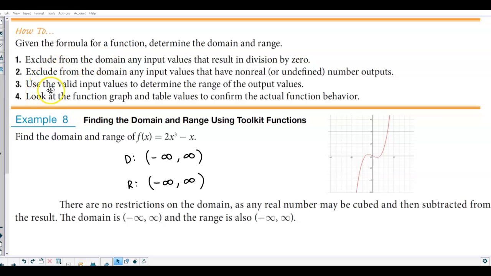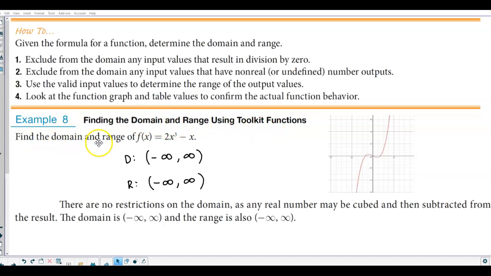Number 3, we use the valid input values to determine the range of the output values. And then we're going to look at the function graph and table values to confirm the actual function behavior. So example number 8, we want to find a domain and range using Toolkit functions.